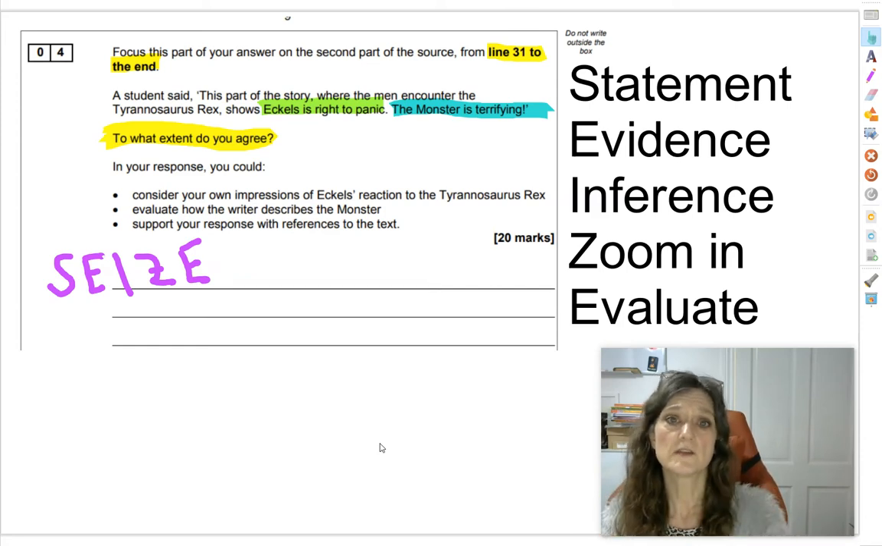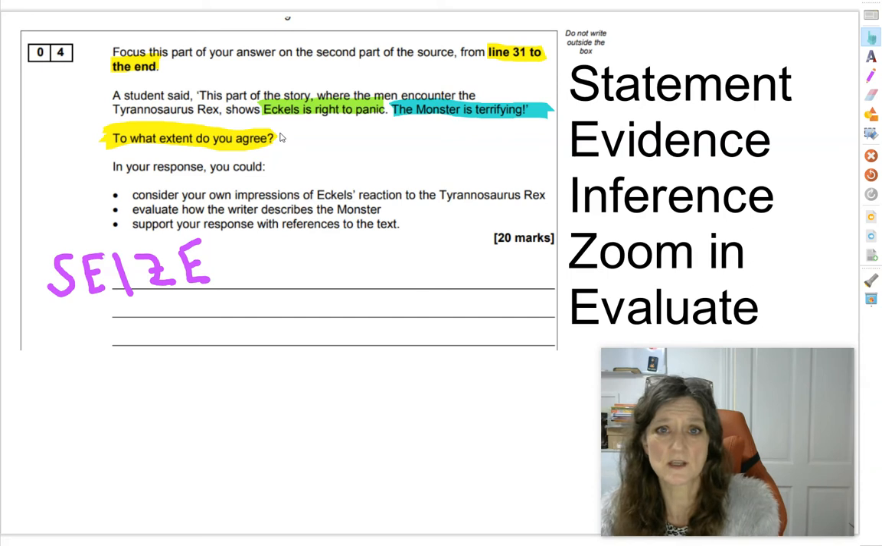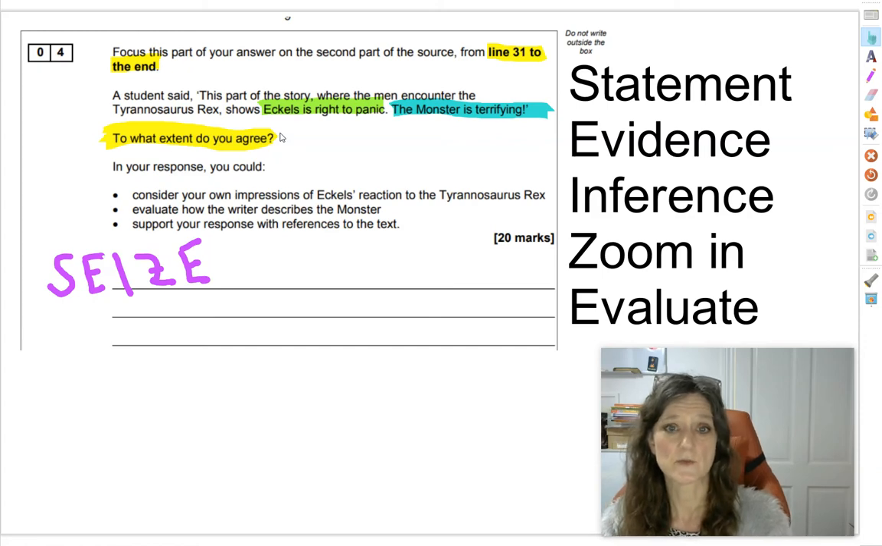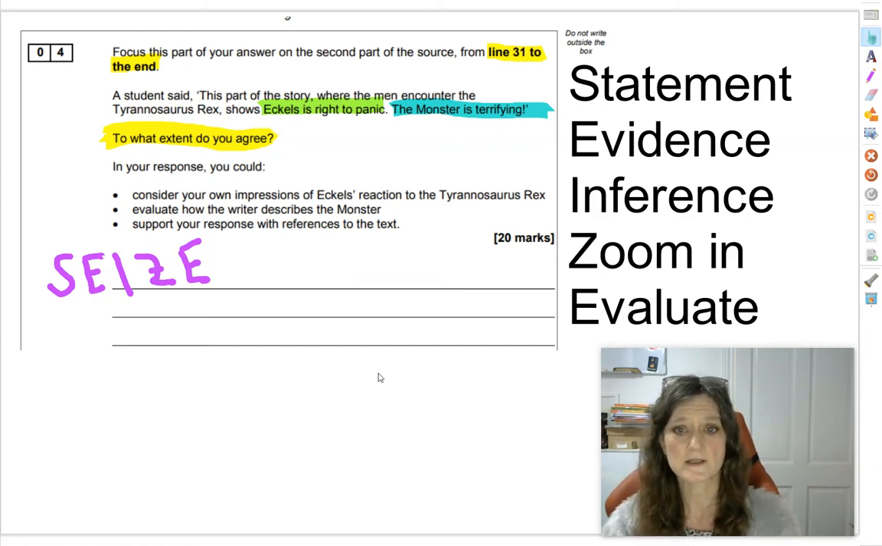The other lovely thing about question 4 is because it is to what extent do you agree and disagree, you actually get the opportunity to give your own opinion based on what you've read. And that's a really lovely thing to be able to do. And for me as an examiner, that's a lovely thing to mark, saying that you've got an opinion and that you can back it up by justifying it by looking at evidence from the text. So that's the first thing.